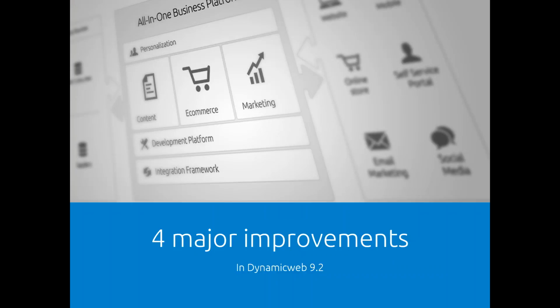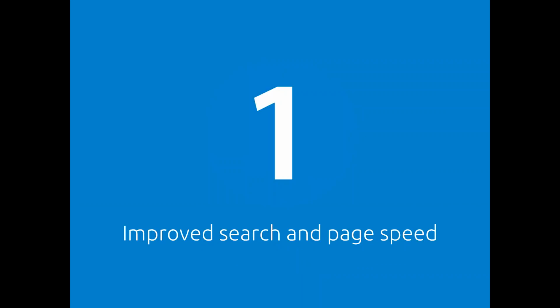So let's now look at the 9.2 features that have been arriving in the release that came this week. The first thing I'm going to focus on is the underlying search engine and the speed of page showing in Dynamicweb.